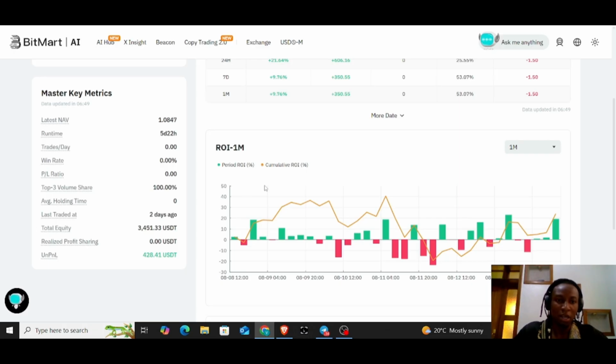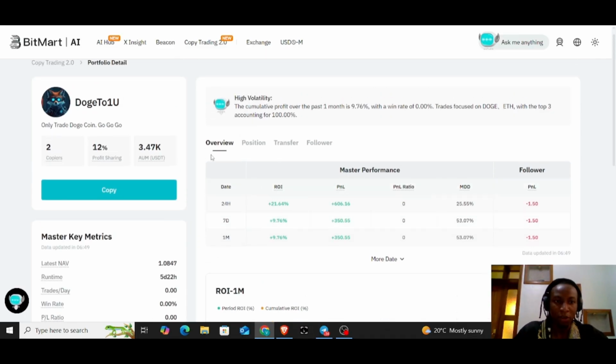So here's a copy trader right now. There's a master. So you want to just take a look. He has 2 copiers on his catalog, and he also has about a 12% profit sharing model if you choose to go with him, right? And he has about $3,470 in assets under management, right? So that's the amount of money that he's currently managing.